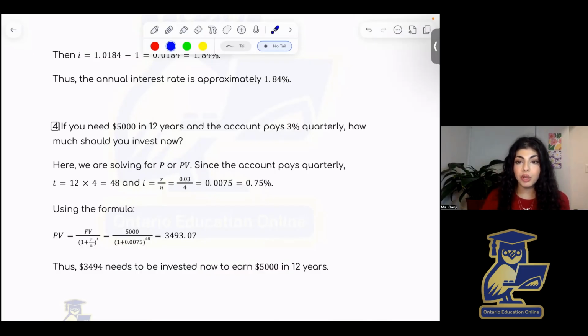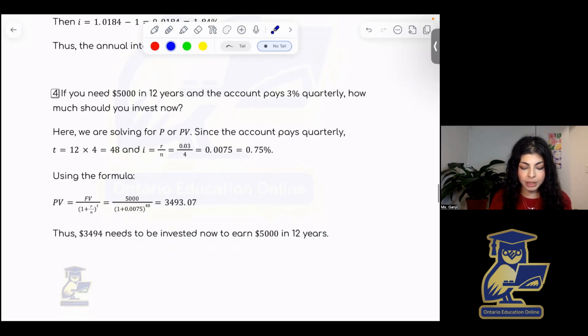Now, here we're solving for the present value, so P or PV. And because the account pays quarterly and it's 12 years, that's 48 compounding periods for us. And our interest would be r divided by n. And so because it's quarterly, that means 4 times per year. So 0.03, which is the 3%, is going to be divided by 4, and it gives us 0.75%.